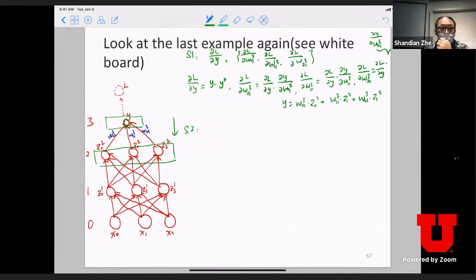So in layer 2, we're going to use the results of step 1 to compute the partial derivative of the loss with respect to all the nodes in layer 2. Now in layer 2, we have 3 nodes, right? That means we have to compute the partial derivative with respect to 3 neurons. So it includes partial L over partial Z02, partial L over partial Z12, partial L over partial Z22. Those are about neurons, right?